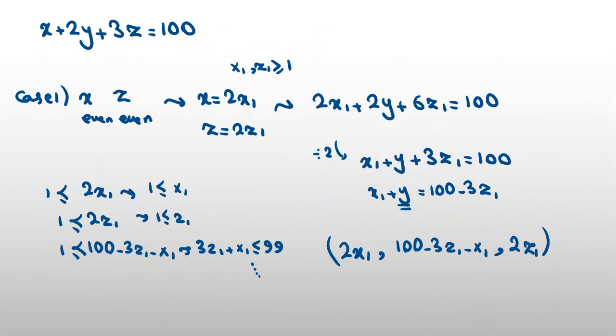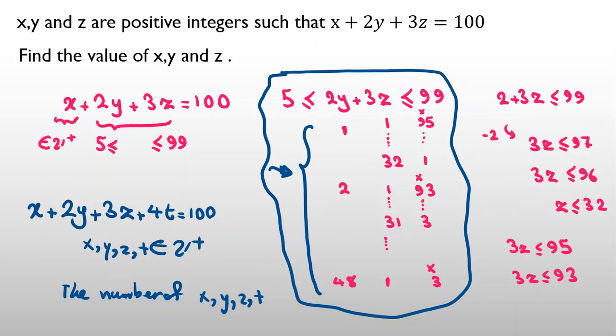The homework was, let me show you this one. And find how many answers do we have for X, Y, Z, and T.